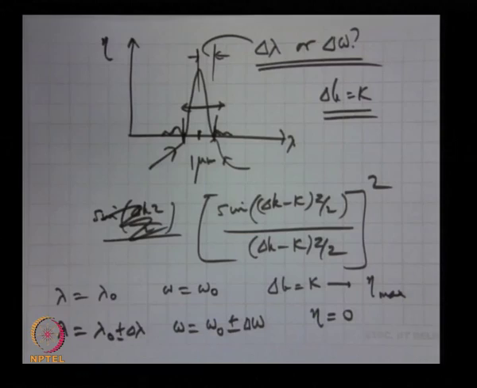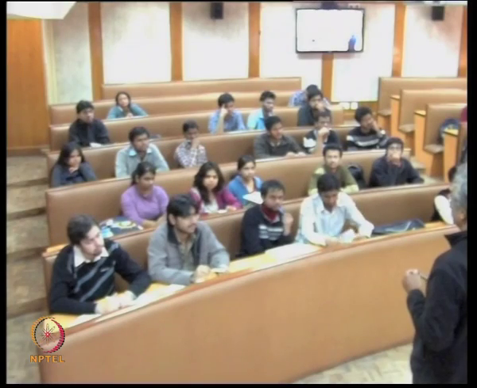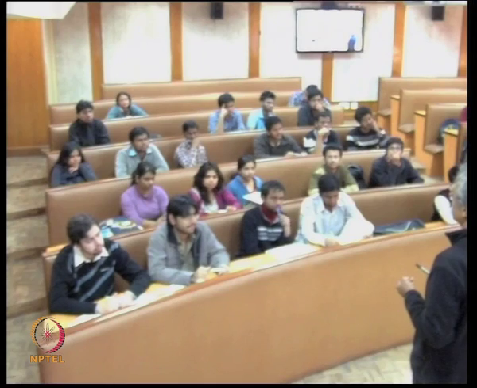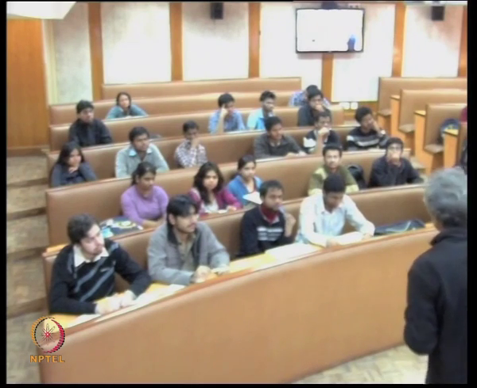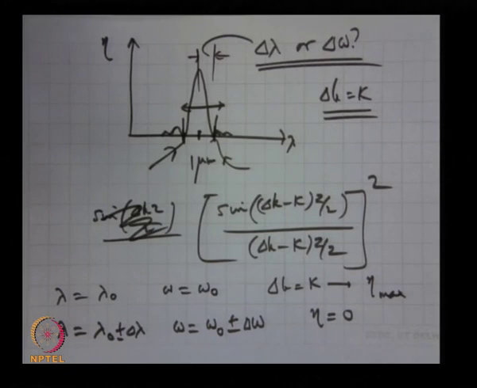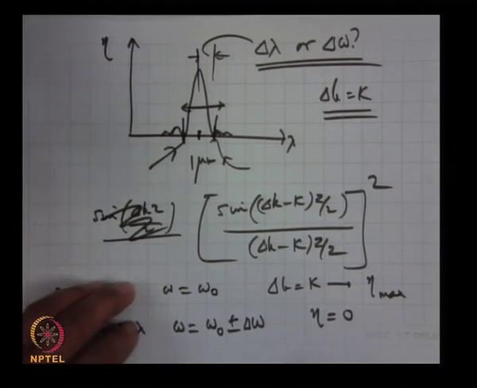bandwidth. Sorry? The variation of the refractive index with omega should be less. At what frequency? Please check carefully. Should the dn by d omega be less, or should I relate dn by d omega at omega and 2 omega frequency, or what? Okay, so please check this. Okay, so I will please submit this next week sometime.